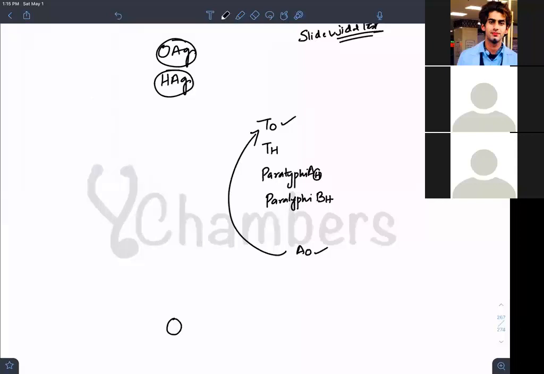What was the difference first? Do we remember the O antigen and H antigen? O antigen was a somatic antigen. H antigen was a flagellar antigen. Where is O antigen present? Lipopolysaccharide, sir. Yesterday we said H is the flagellar antigen, therefore it should be made up of protein, flagellin, isn't it?